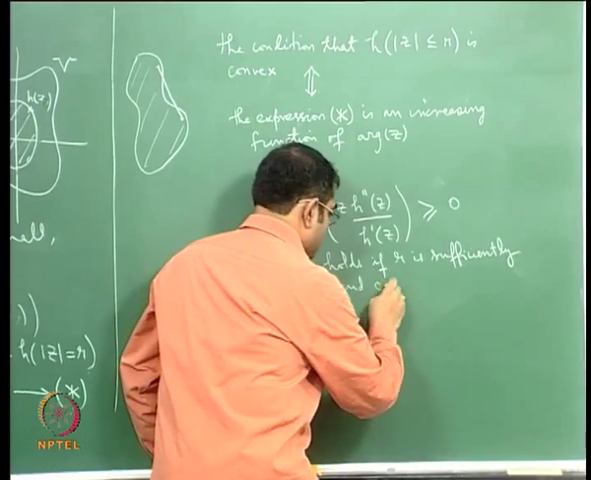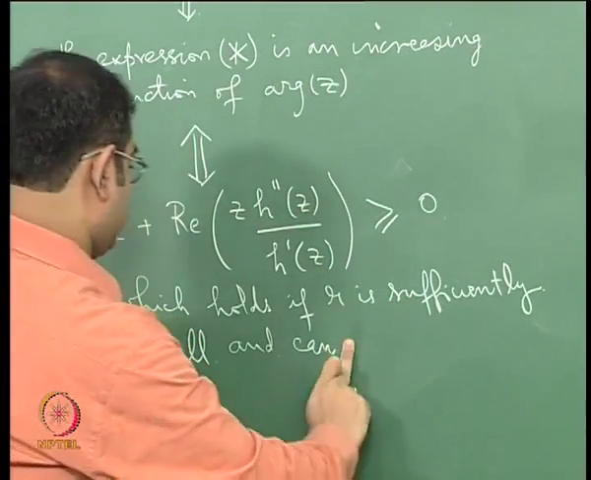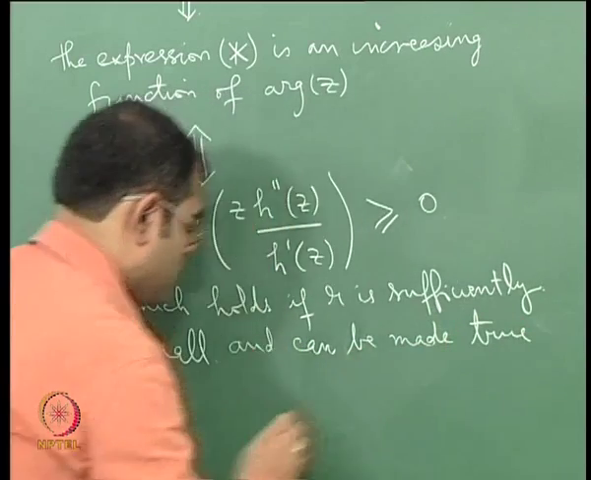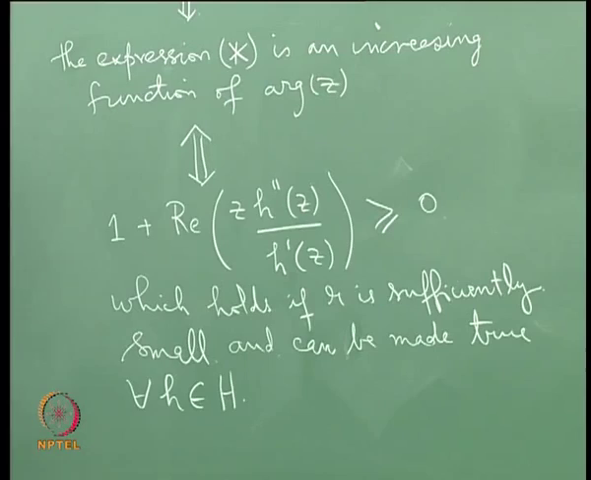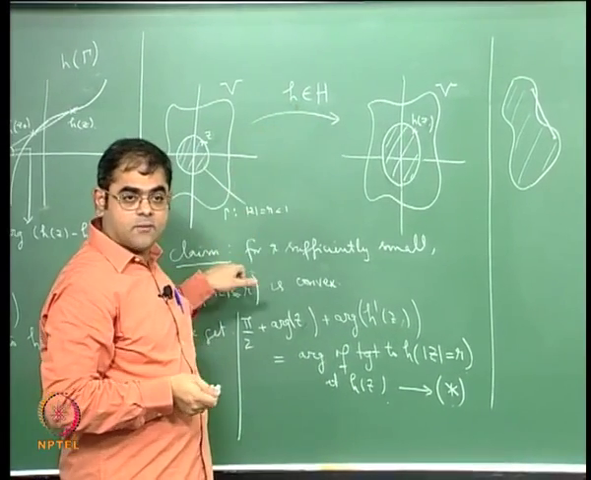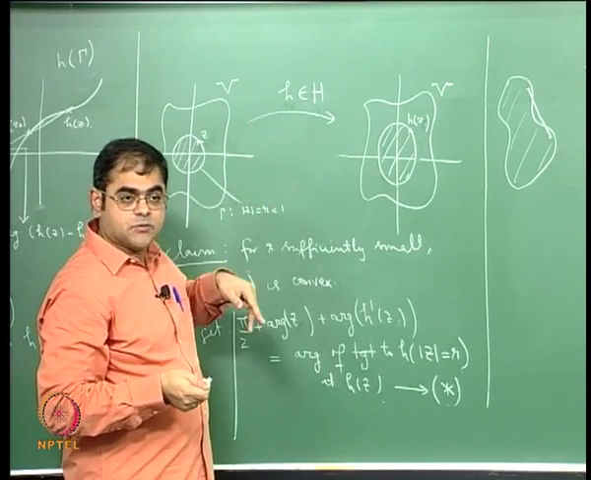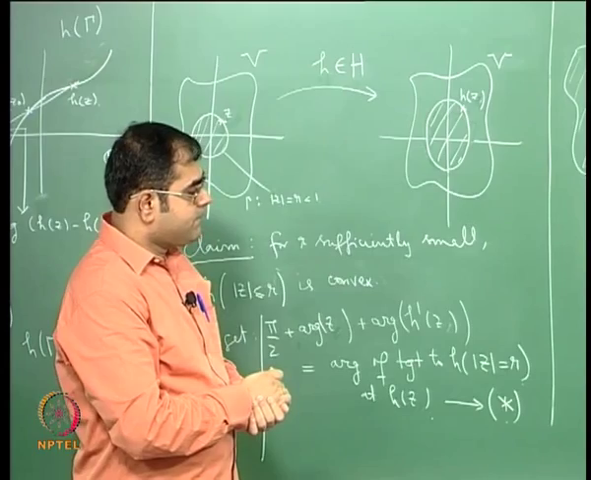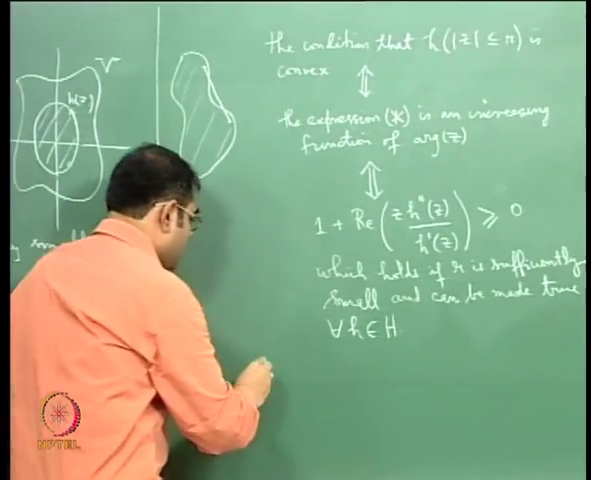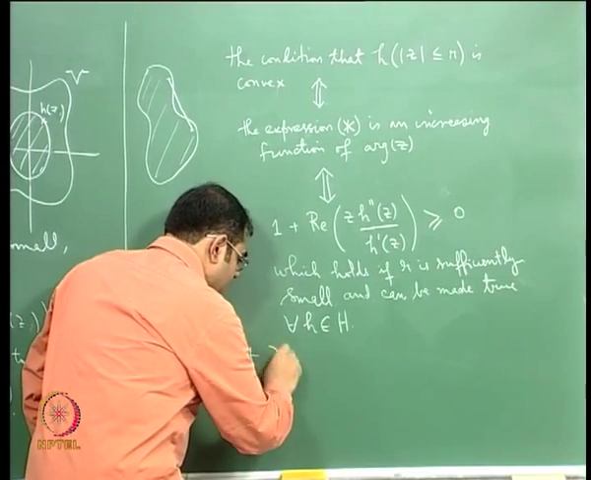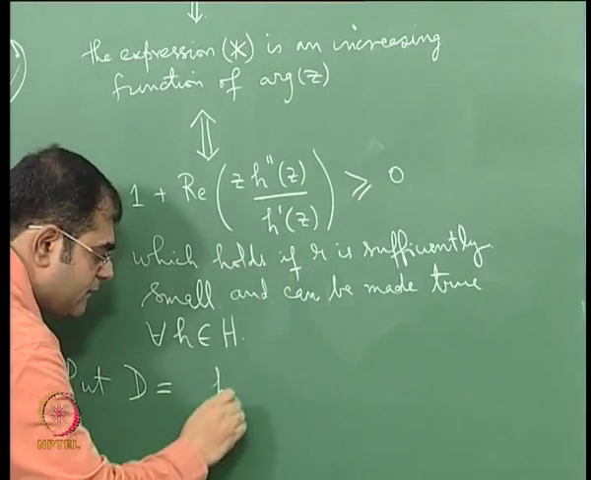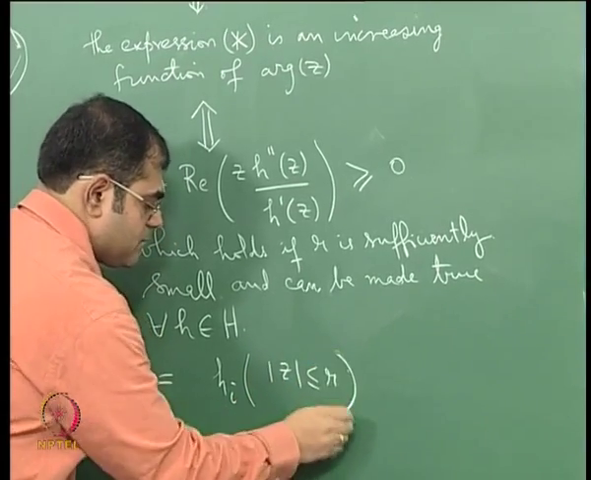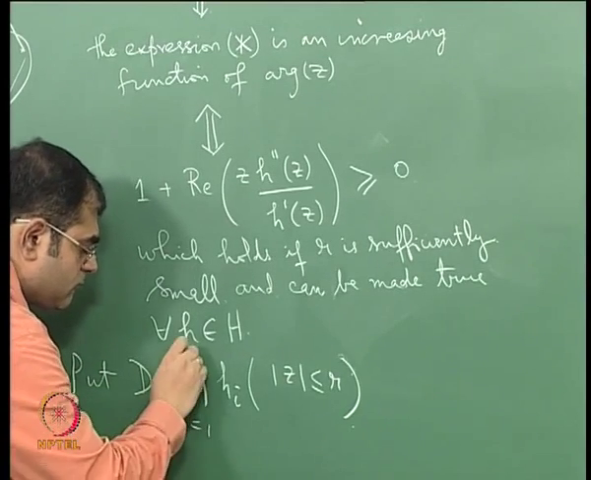So this can be made true for all h in H. If I start with say h1, I will get an r1, then you take h2, I will get an r2, and then you take the minimum of all the r_i's, then it will work. So in that case, now what we are going to do is we are going to put D to be just, you take h_i of this mod z less than or equal to r, this small enough disk, and simply take the intersection, okay.